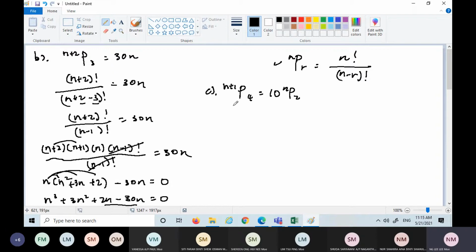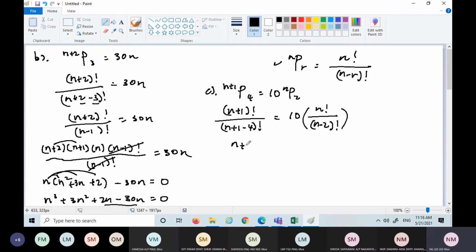Okay, so we write out in a factorial form. So (n+1) factorial, then divide by (n+1) minus 4 factorial. Then write back the 10, nP2. So n factorial, and then (n minus 2) factorial. So same thing, we don't move the denominator to the other side. Then we try to simplify first.